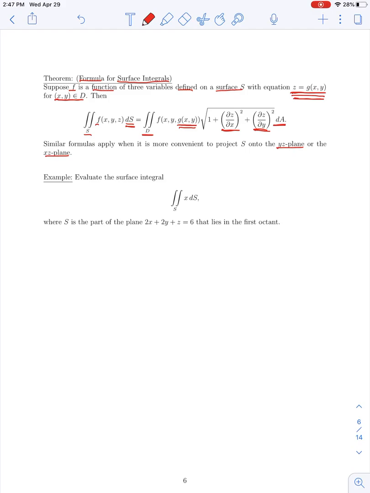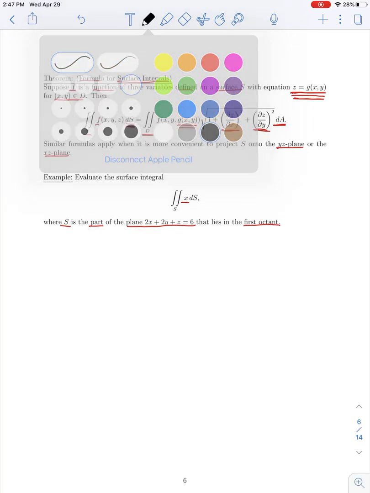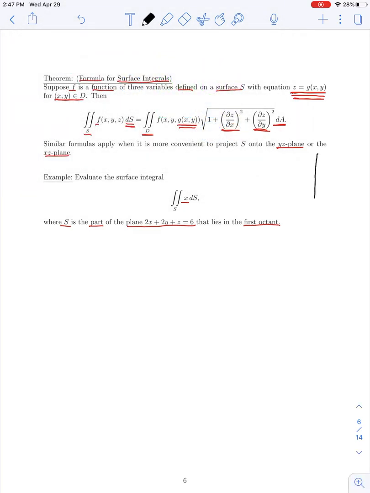In our first one, evaluating a surface integral of a function, we are asked to find the surface integral of x with respect to surface area over the surface S, which is the part of the plane 2x plus 2y plus z equals 6, which lies in the first octant. So let's see if we can sketch our surface here. So in this example, we're only considering part of a plane that lies in the first octant. So we have our x, y, and z axes.